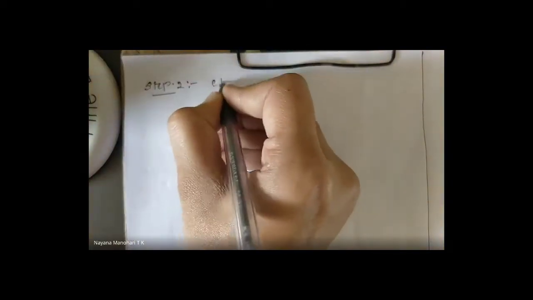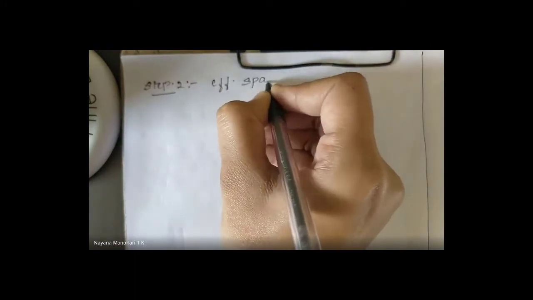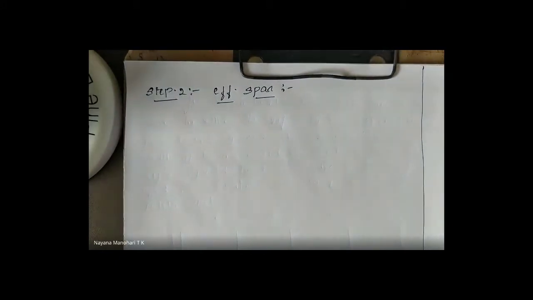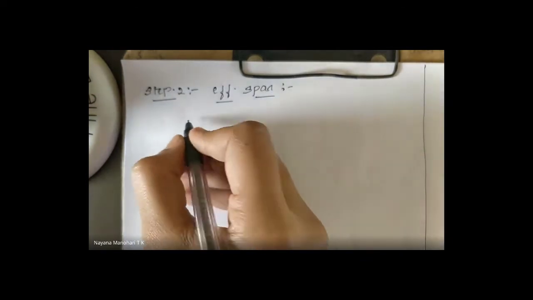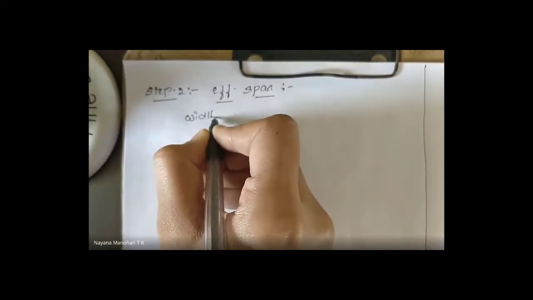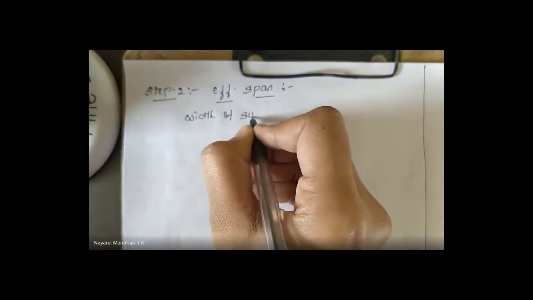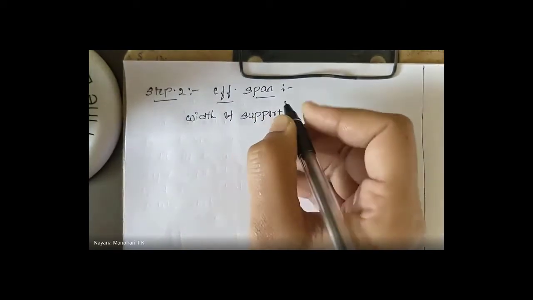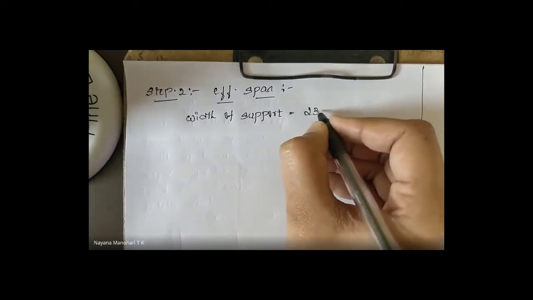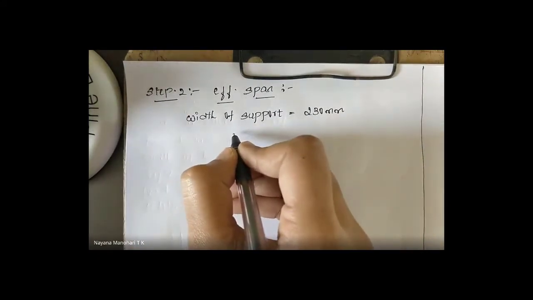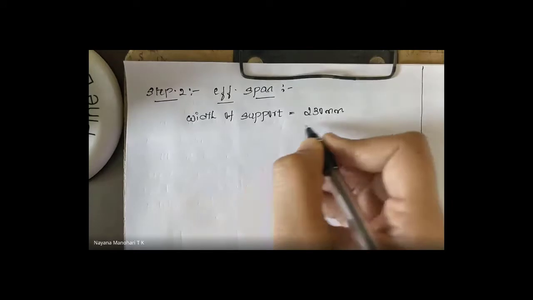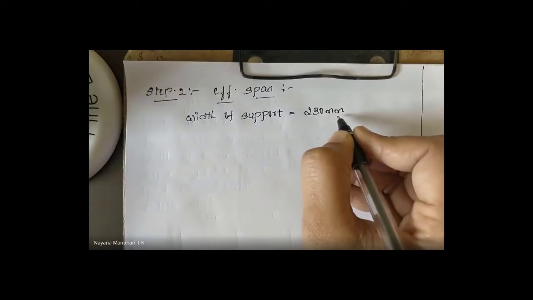Step 2, that is the effective span. Effective span. The second step, in order to calculate that effective span: the width of support they have given. Width of support equals 230 mm. Okay, width of support they have given, that is 230 mm.